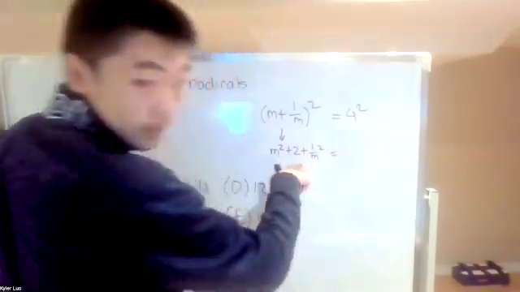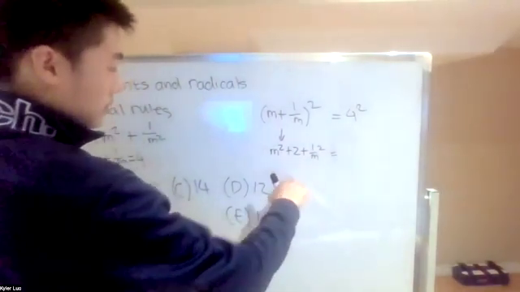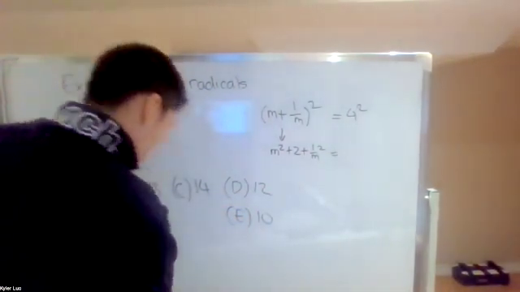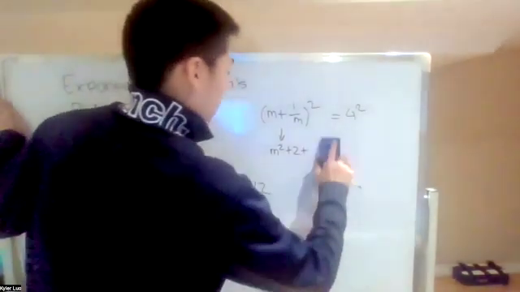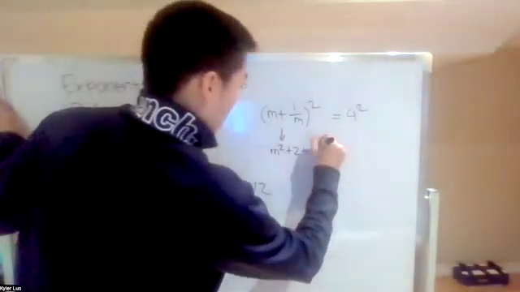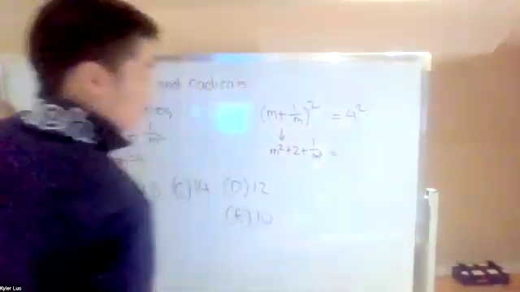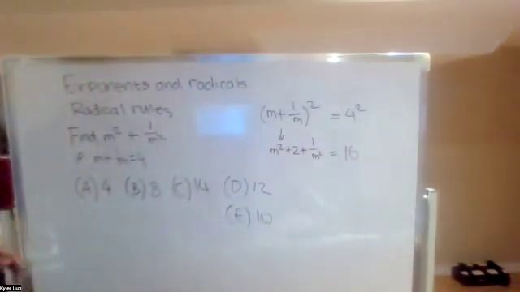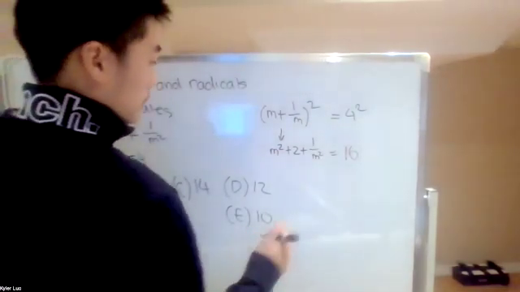Is this what you said? Yeah, 1 over m squared. Like the m is squared. Like that? Yeah. And then that's equal to 16. And then just move over the 2. So then 16 subtract 2 is equal to 14. So the answer is C.